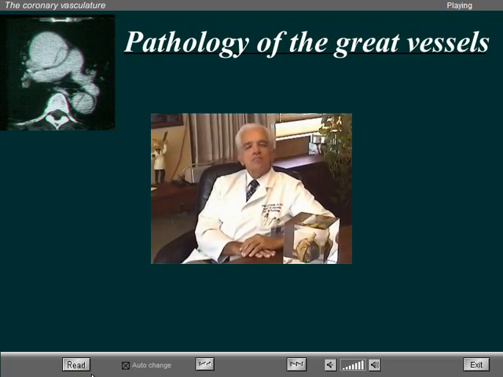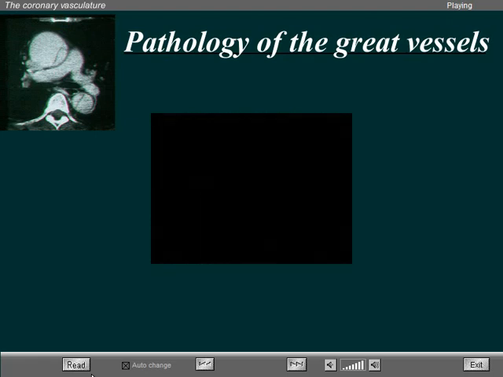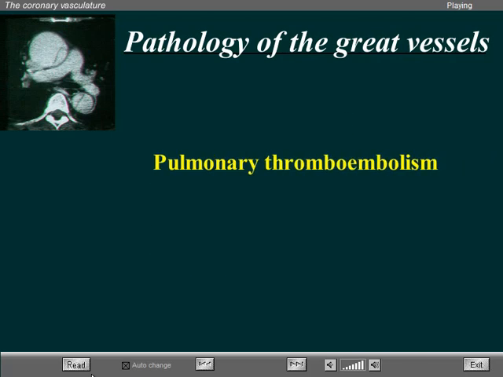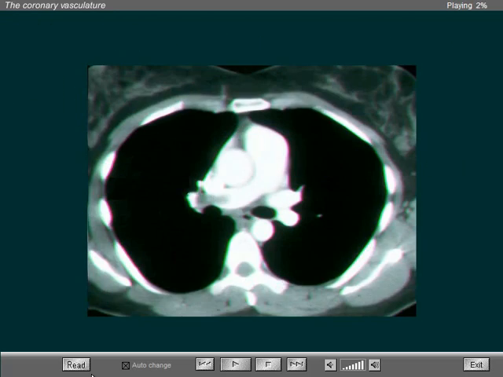We're now going to show you some pathological conditions that affect the aorta and the pulmonary arteries, particularly pulmonary thromboembolism and dissecting hematomas of the thoracic aorta. Patients with acute retrosternal chest pain, the pain may be related not only to ischemic heart disease, but to other conditions such as pericarditis, massive pulmonary embolism, and dissecting hematomas of the aorta.